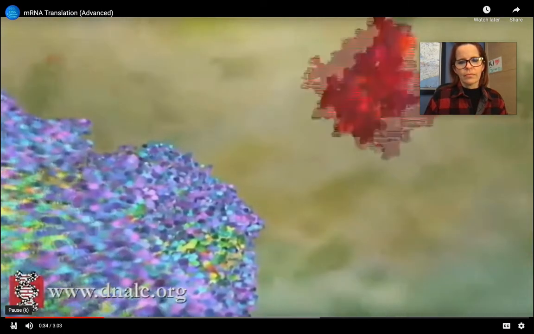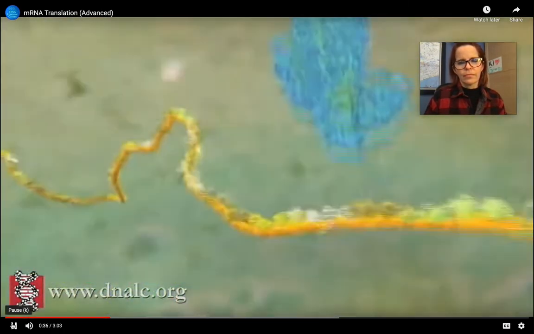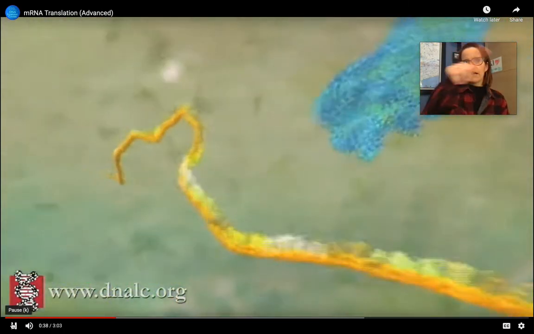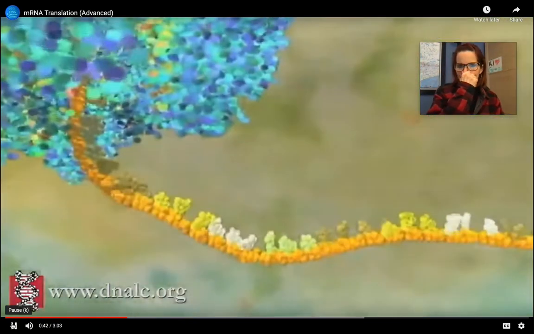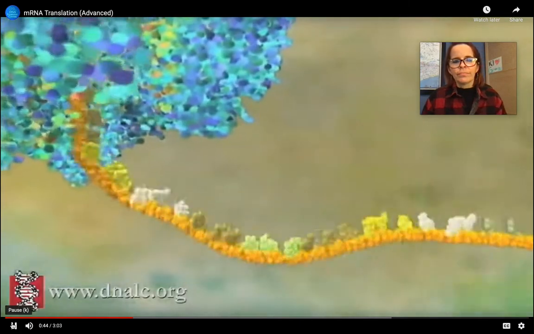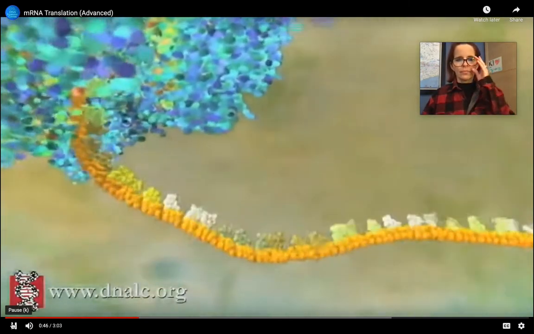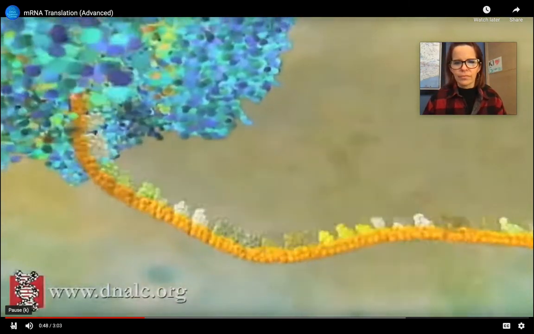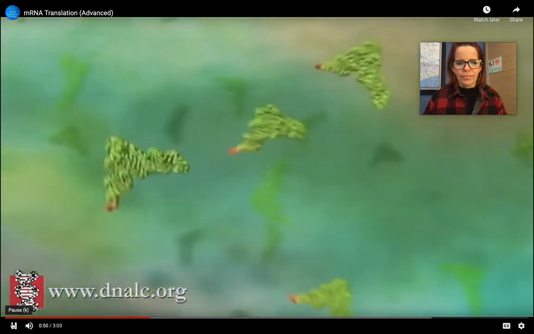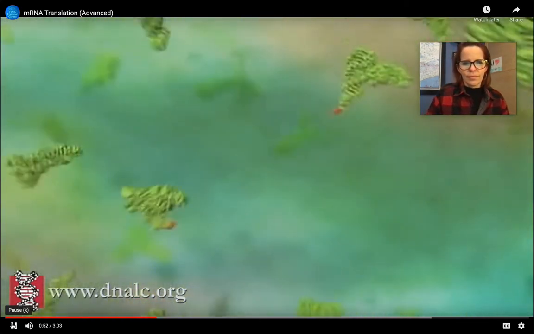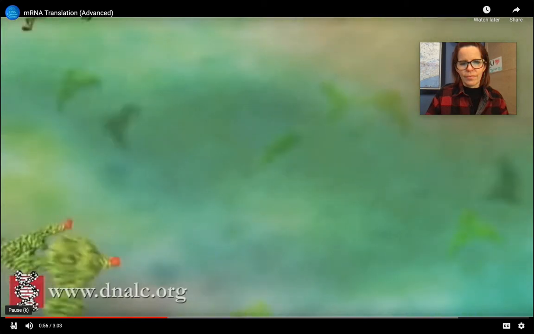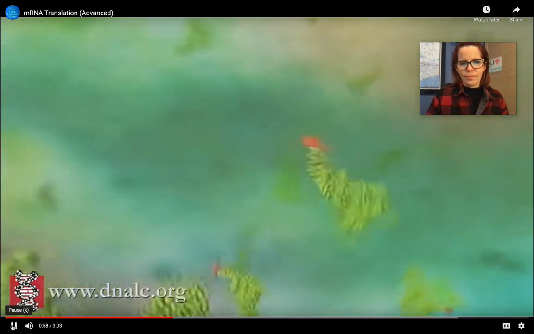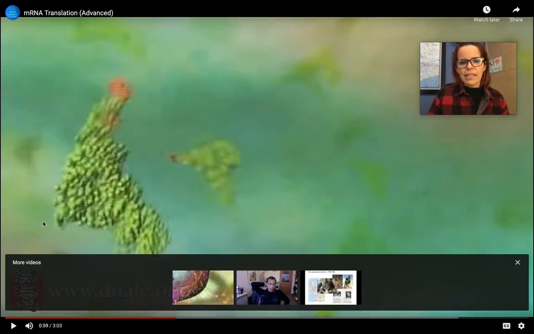Let's see how it works. The ribosome is composed of one large and one small subunit that assemble around the messenger RNA, which then passes through the ribosome like a computer tape. The amino acid building blocks, that's the small glowing red molecules, are carried into the ribosome attached to specific transfer RNAs. I'm going to pause it there.